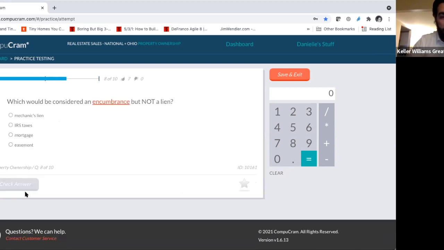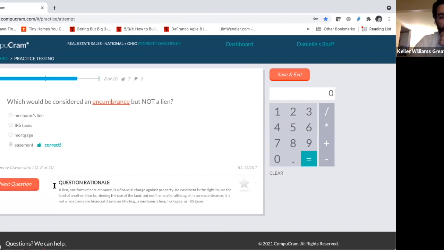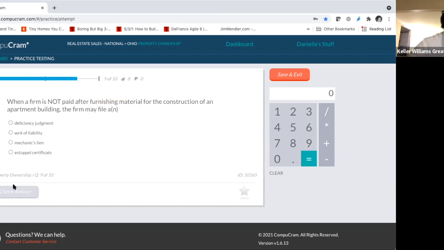Which is considered an encumbrance but not a lien? A, a mechanic's lien, B, IRS taxes, C, a mortgage, or D, an easement? All right, you guys are all over that one, and that's correct. A lien is one form of encumbrance, and it's a financial charge on the property. An easement is another, so these are both encumbrances. A mechanics lien is a lien, obviously. Tax liens come through IRS taxes, and the mortgage is actually a lien on the property as well.